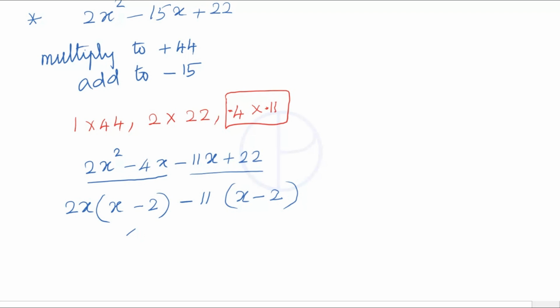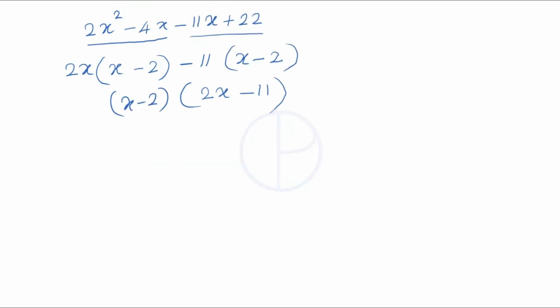Now take the common bracket, which is x minus 2. So 2x minus 11. So 2x square minus 15x plus 22 factorized into x minus 2 multiplied by 2x minus 11. Try these questions and share your answer in the comment section.